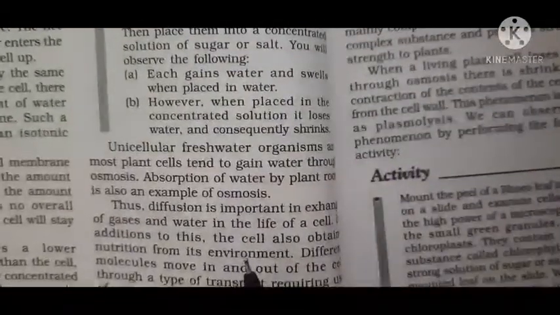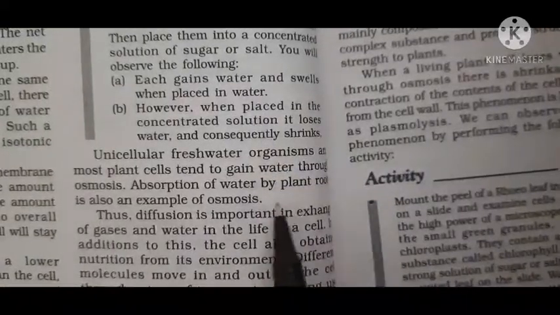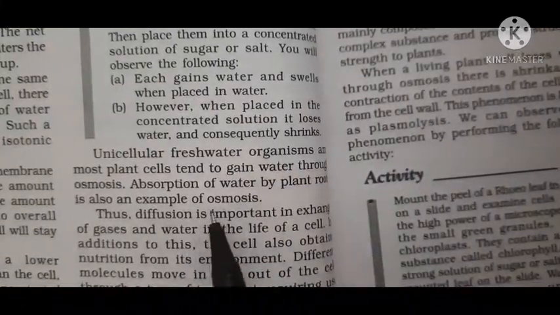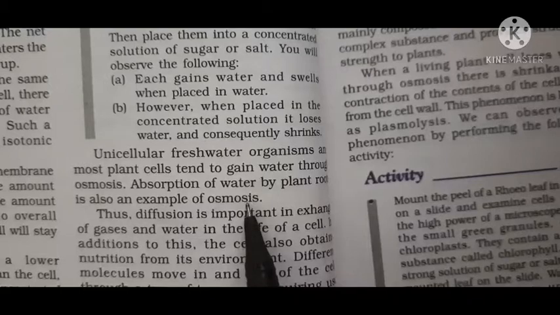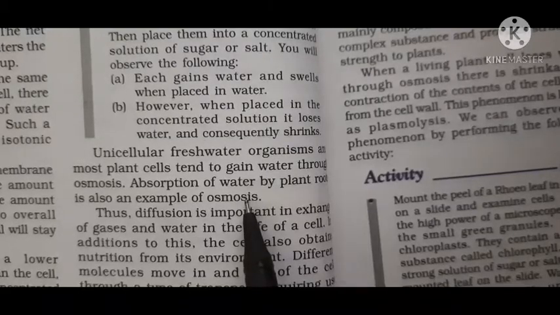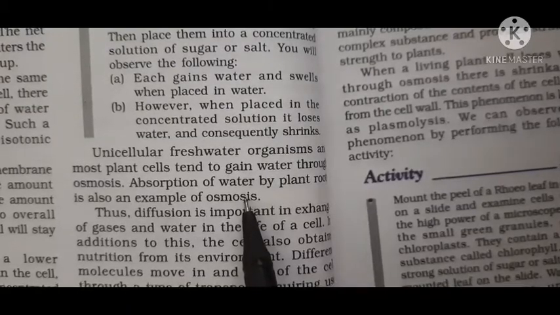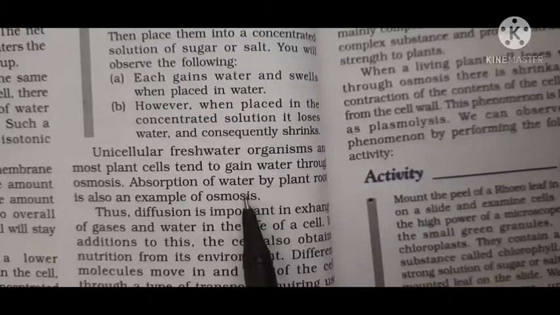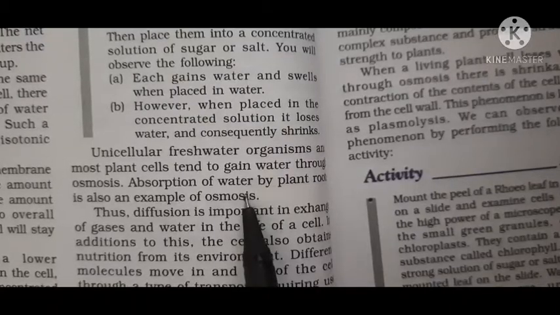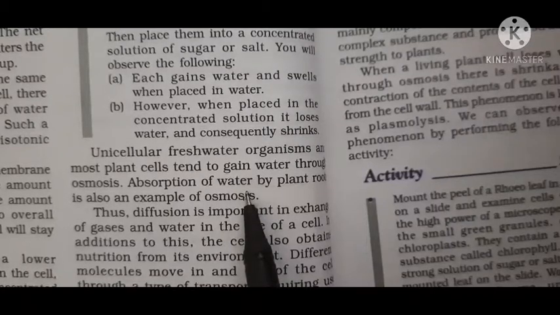Now students, absorption of water by plant root is also an example of osmosis. Underline this. Now, how do the roots absorb water from the soil? Roots absorb water from the soil. Now roots have what? Roots have cells. Outside in the soil the water is more.